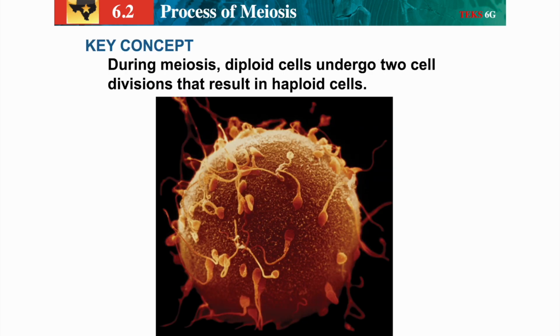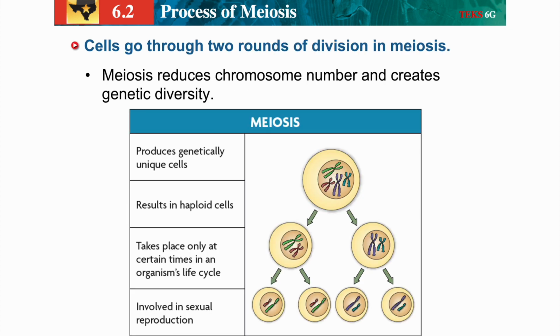Next slide. All right, now the process. So here's that picture again of fertilization. Excuse me, sorry, I was cracking my knuckles. During meiosis, diploid cells undergo two cell divisions that result in haploid cells. All right, cells go through two rounds of division.